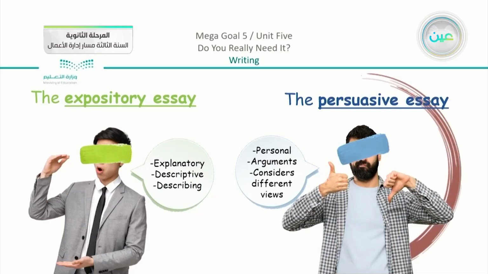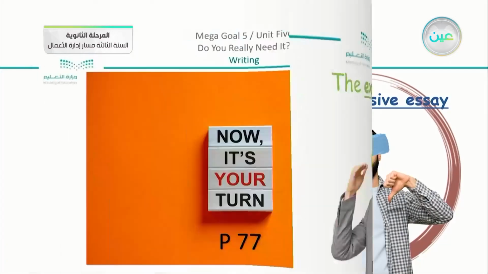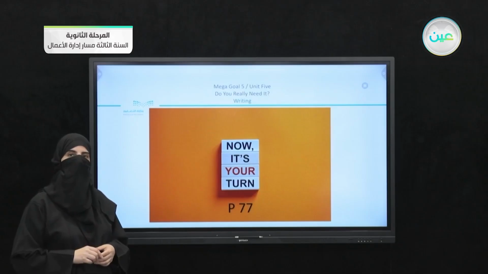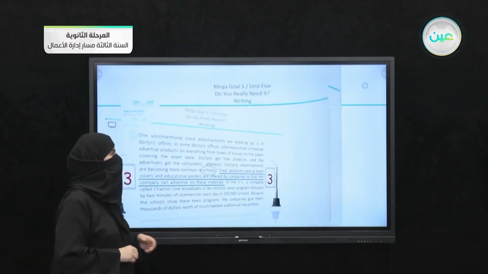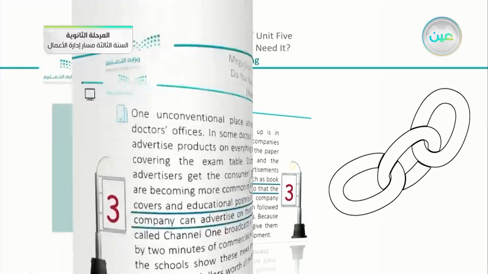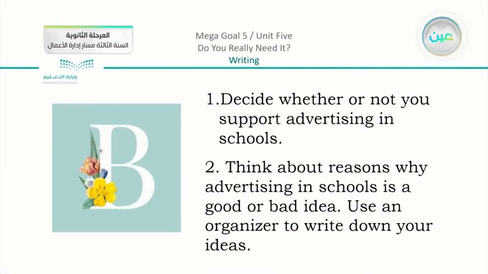Now, moving on, we said that we are going to start with the persuasive essay. It is now your turn on page number 77. And actually, we said yesterday that we are going to link between the ideas that we have in our lessons. So you can see that in the reading part, we mentioned something about advertisements at schools. So we are going to take this idea and link it, and here we have our instructions that we did read yesterday.